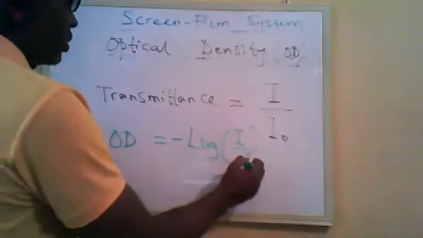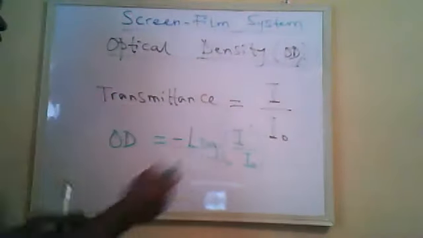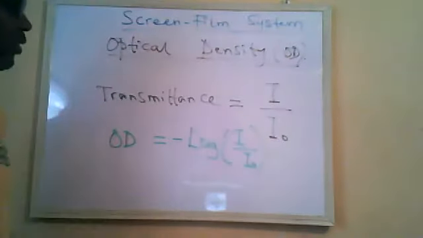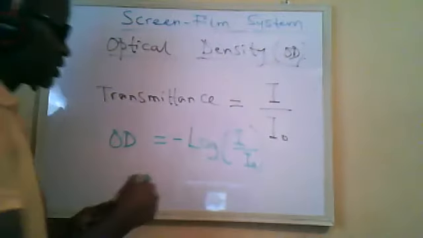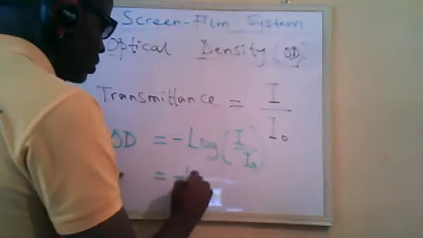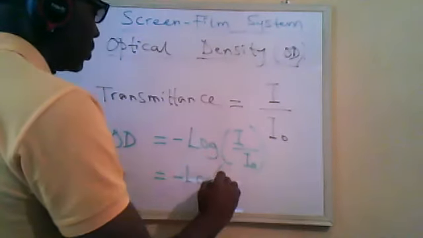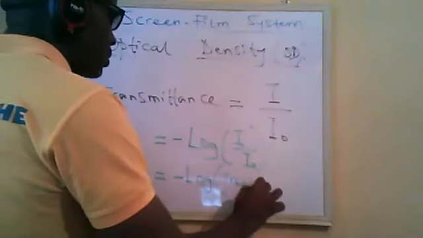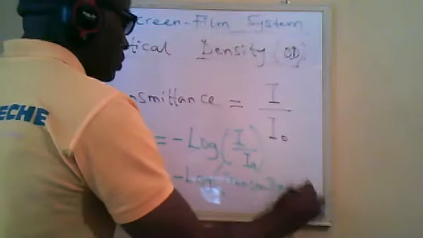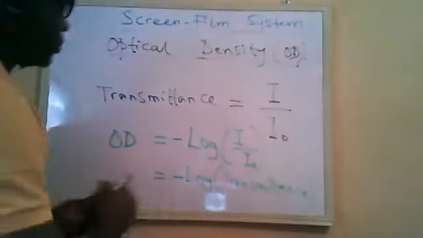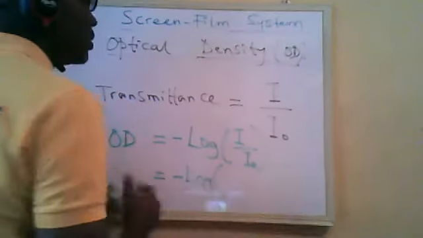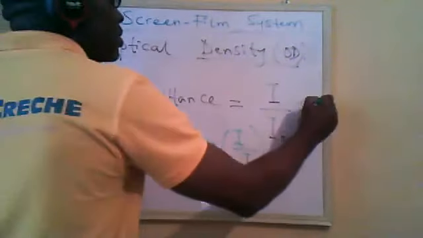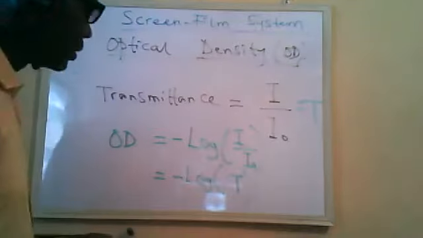So if you have the negative logarithm of this, that gives us our optical density. What we measure in optical density is actually the negative logarithm of the transmittance. You can say it is simply minus log of transmittance. Let's give transmittance T. So our transmittance is T, and optical density is the negative logarithm of our transmittance.